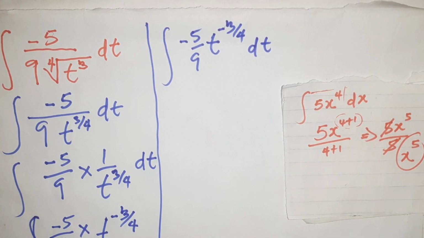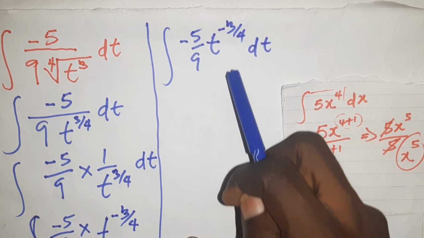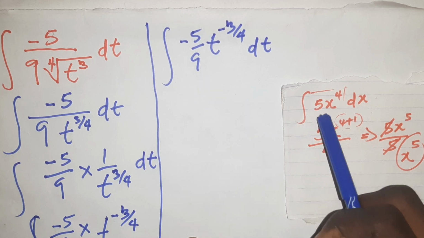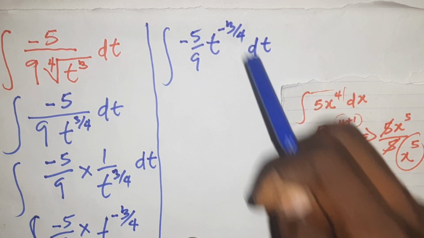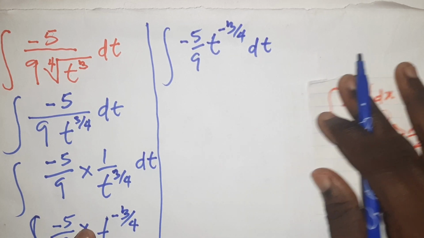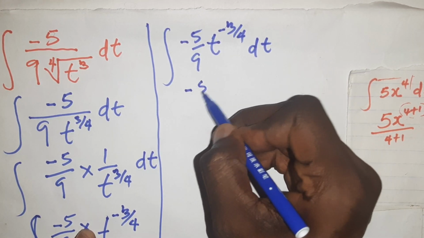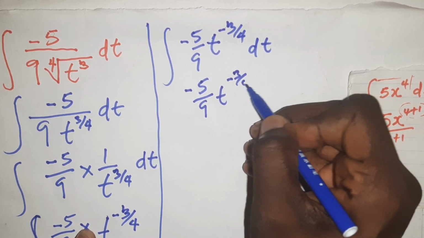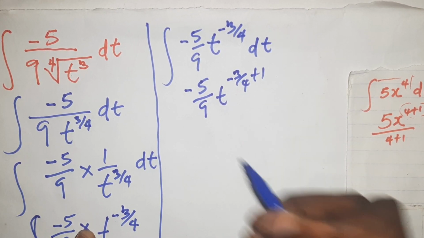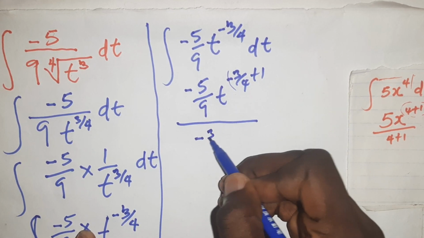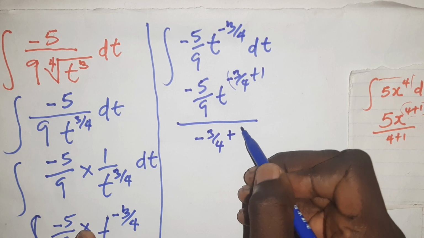So finally, we've done what we should do before we now integrate. So we have the variable, just like how we have the variable here. We have its coefficient, and we have the power. So we're going to do exactly what we did here. We're going to do it here now. So we now have minus 5 over 9 t raised to the power minus 3 over 4 plus 1, everything over, bring this whole power down, also minus 3 over 4 plus 1.